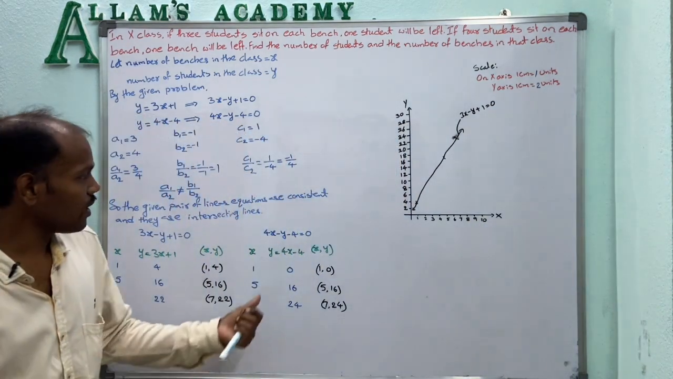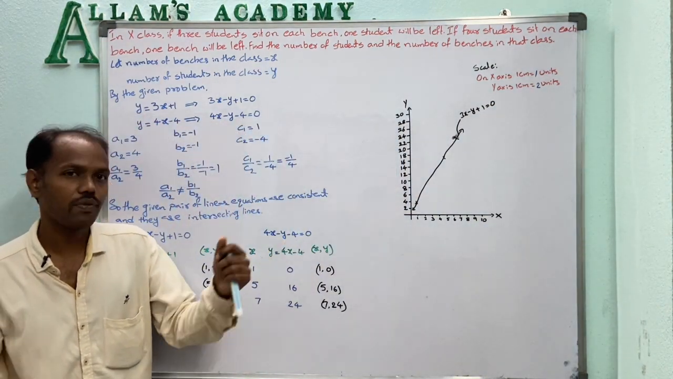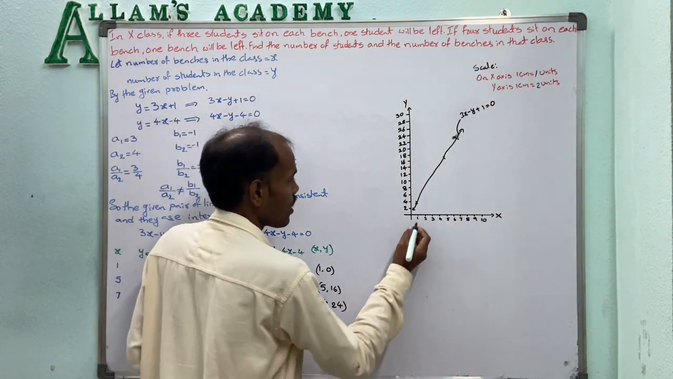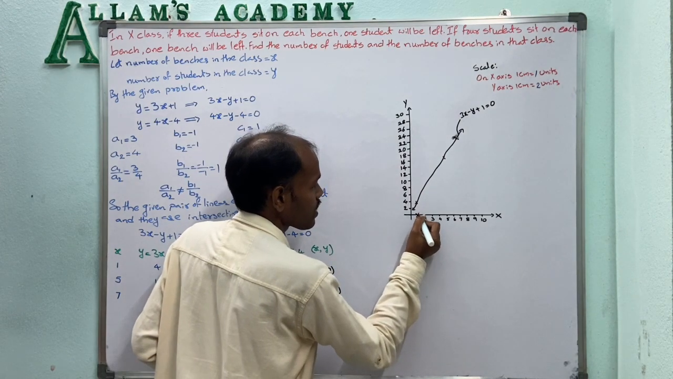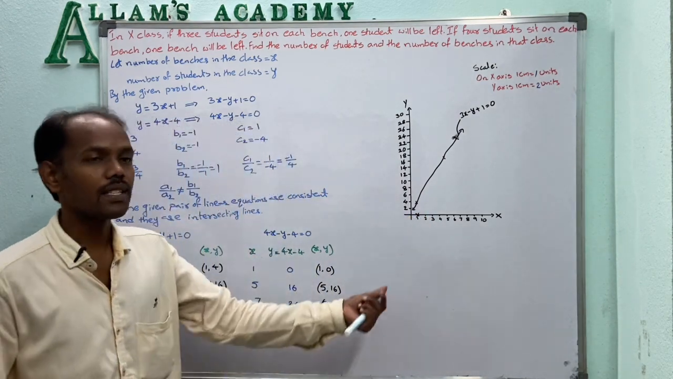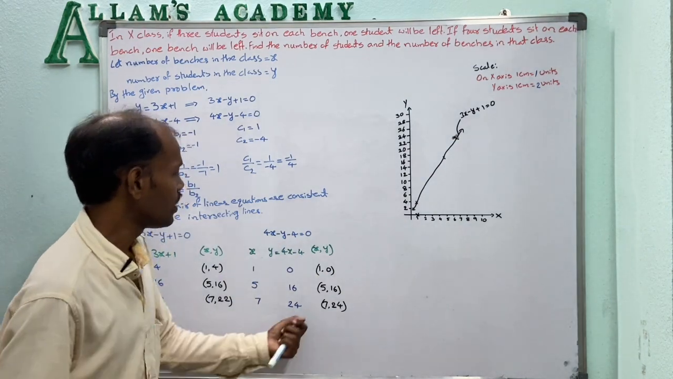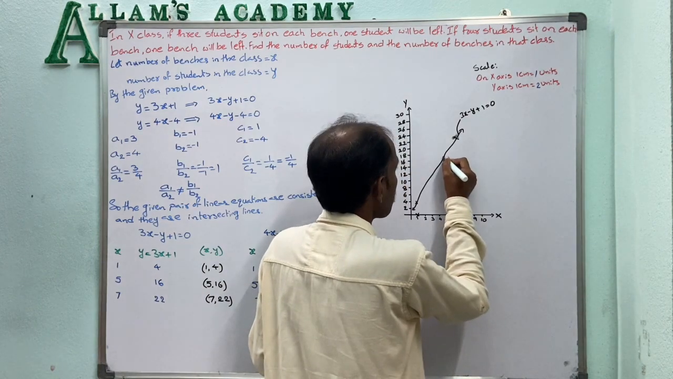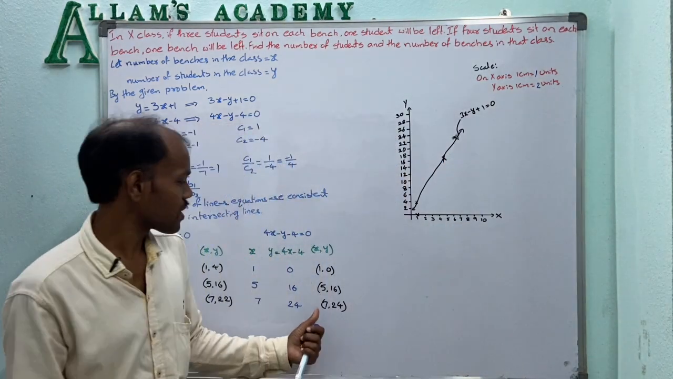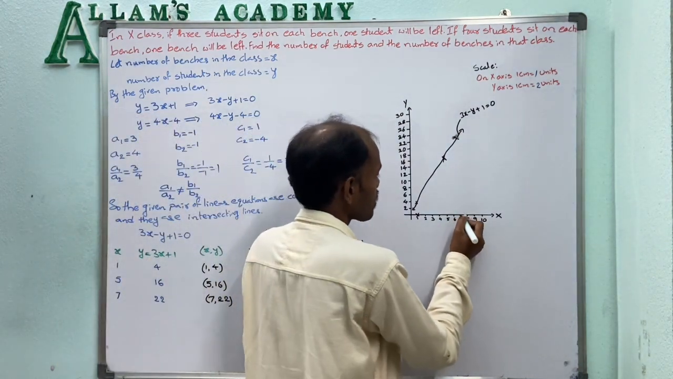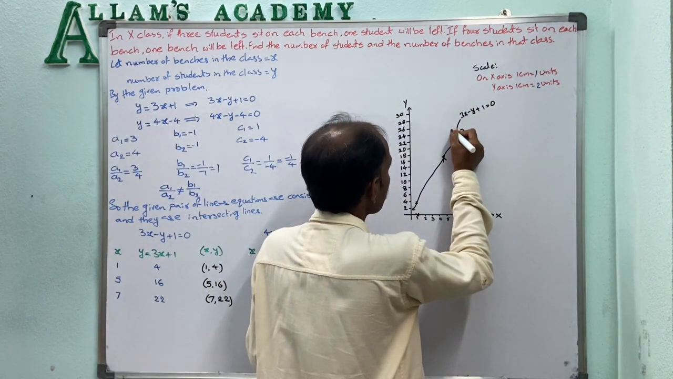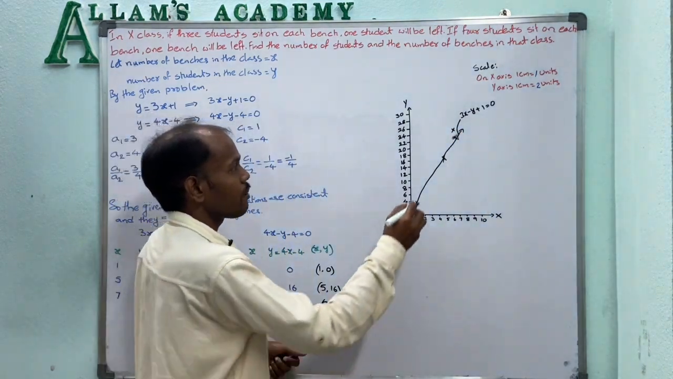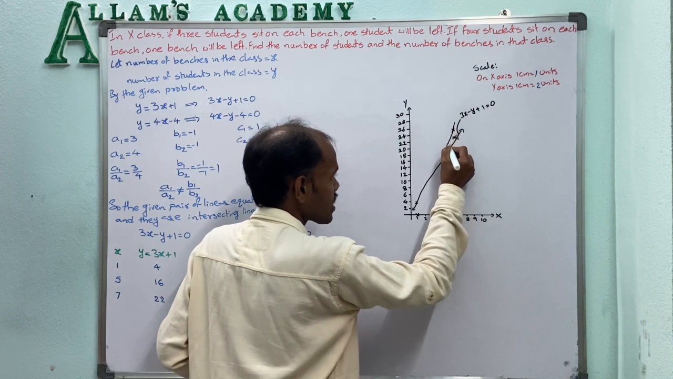Now for the second equation, 4x minus y minus 4 equal to 0, we locate the points. For 1, its corresponding y coordinate is 0. That means the point lies on the x axis. For the second point, for 5, 16 is the point, that means here only. Next for 7, 24 is the corresponding y coordinate. Now if we join the points, here also we get a straight line.